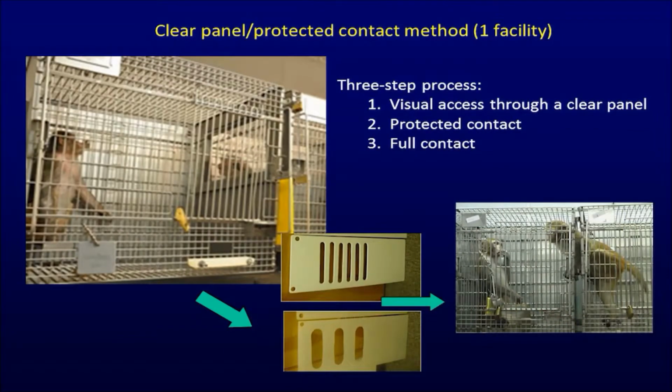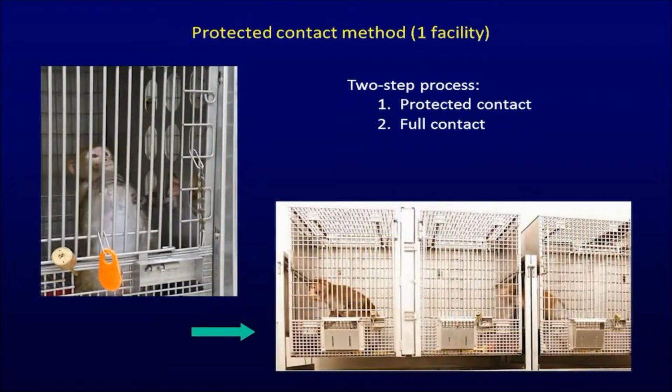So the three methods that were used, the first one was a three-step method. So the first step in an introduction was the use of a clear panel between animals next door to each other. And this would be like for an hour or at most a day. Then protected contact was employed, and then the door was opened.